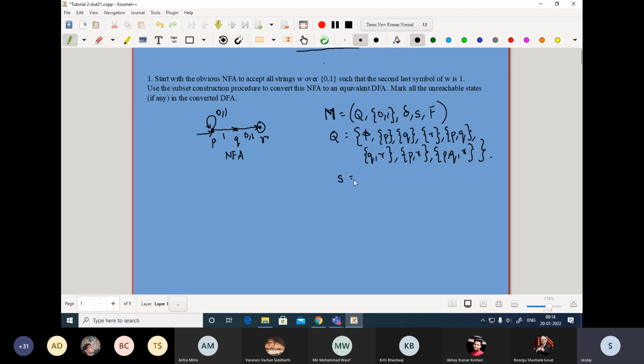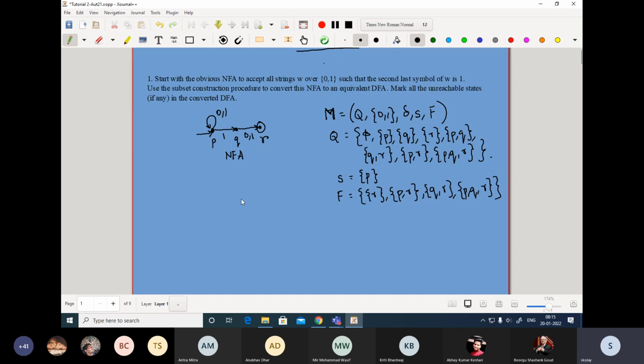What will S be? Singleton set P. Singleton set P. Yes. And F? R, P R, Q R, P Q R. All of those sets. So all the subsets which contain the single final state, so all the subsets that contain R.